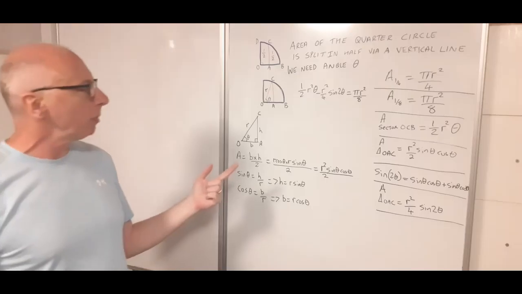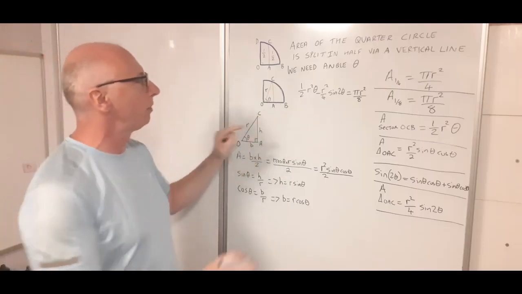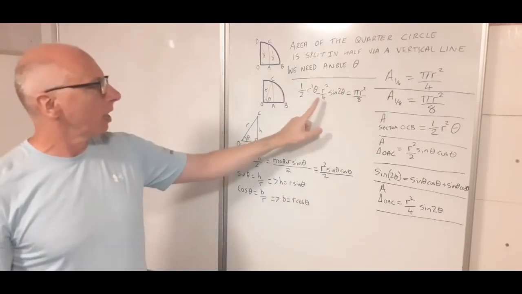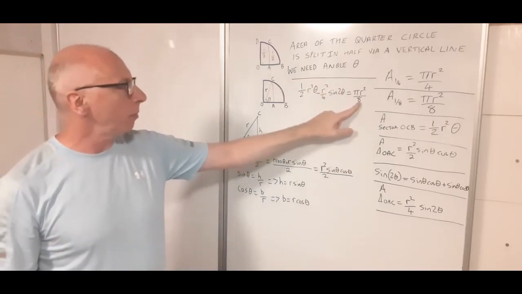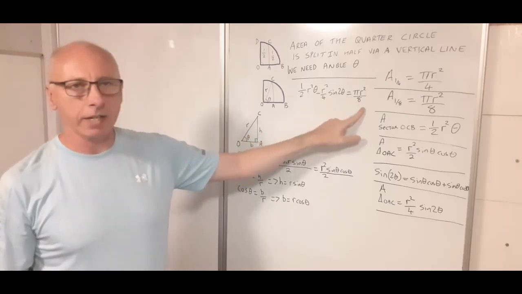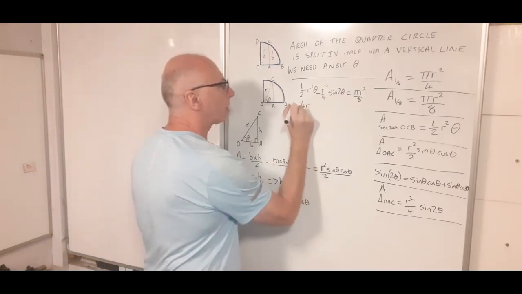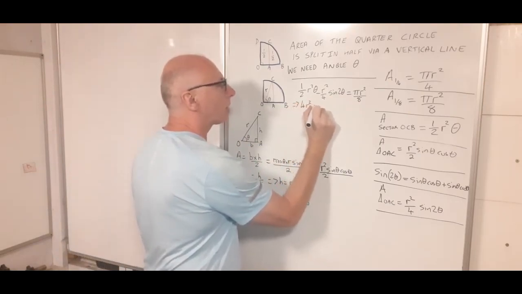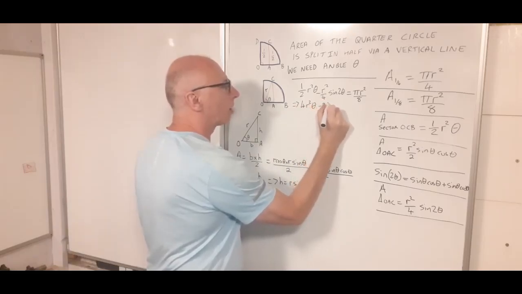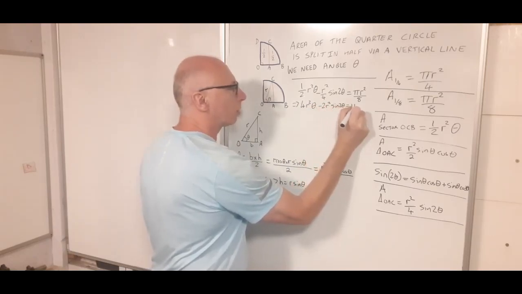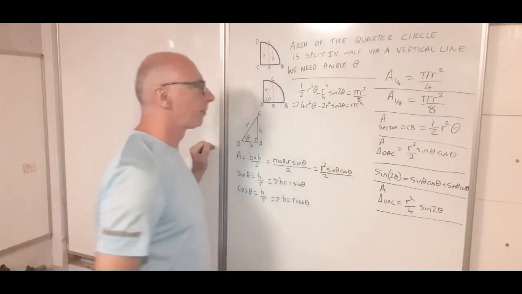So maybe there's some manipulation I can do here. This is my formula I'm probably going to need. Let's just manipulate this up a bit. Multiply everything by 8. Then I will have 4r squared theta minus 2r squared sine 2 theta equals pi r squared.